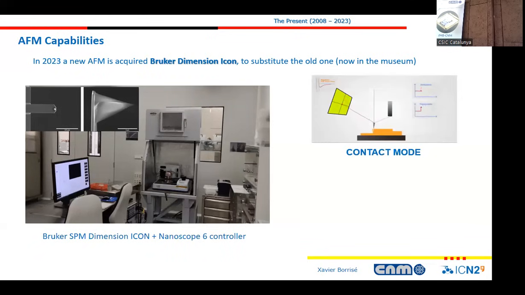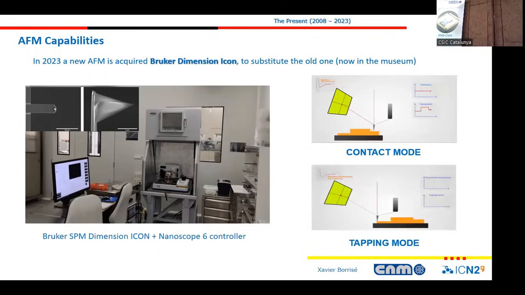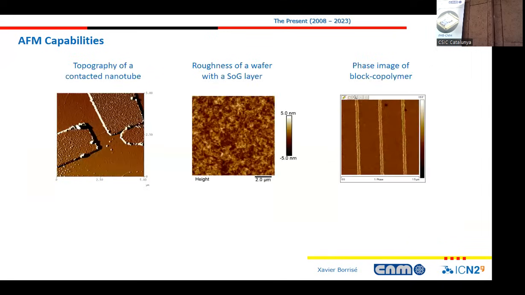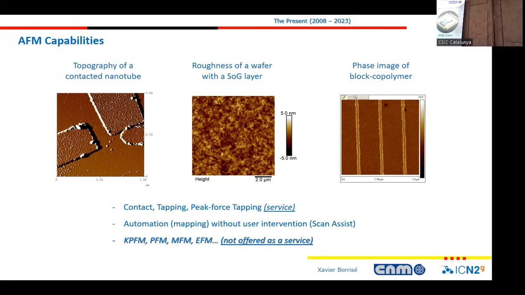Remember that in the AFM, we have basically two ways of working. This is either in contact or by vibrating the tip and slightly touching. We call it tapping mode. Okay, and with that, we have basically topographic information, as in these two examples, but we have even phase information. So if we vibrate the sample, due to the material contrast, the phase of the vibration can change. So in that case, this is a completely flat sample, but it can detect the copolymers. Okay. So as a service, we have this tapping and contact mode service.